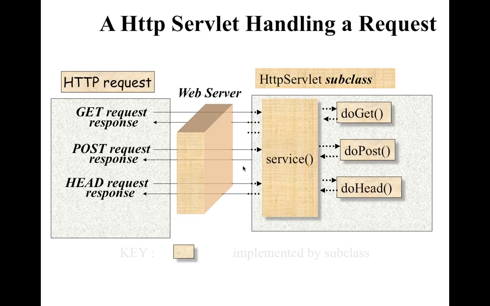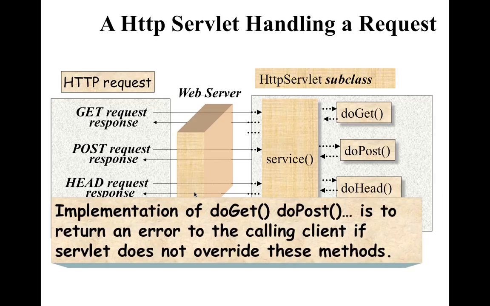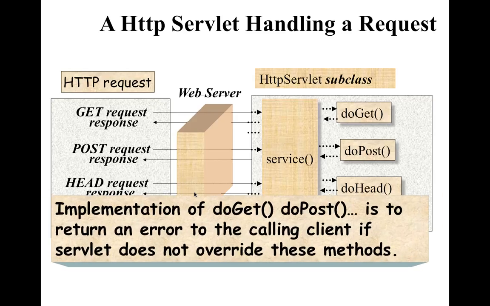HttpServlet handling a request. So for a GET request, it goes to the servlet, does the doGet, and responds back. If it is a POST request, it invokes doPost and responds back. For doHead, only the header gets sent, and we send back the response header. So these are all the HTTP methods that are supported: doGet, doPost, doHead, doPut, doDelete. Okay. The default implementation of doGet and doPost is to return an error to the calling client if the servlet does not override these methods. Okay.